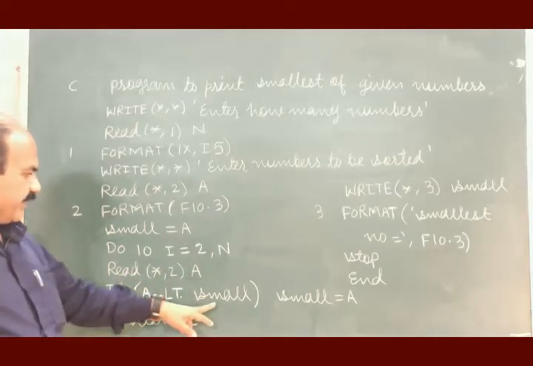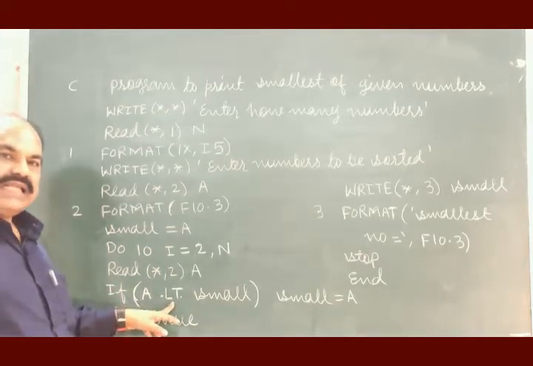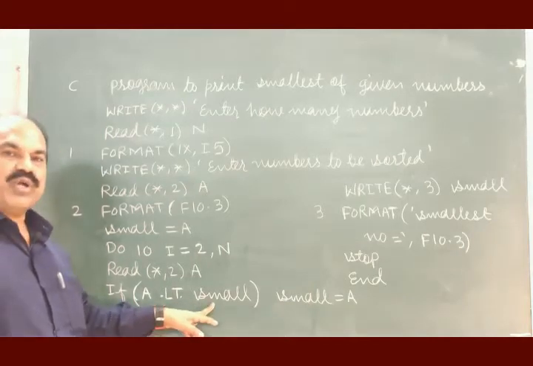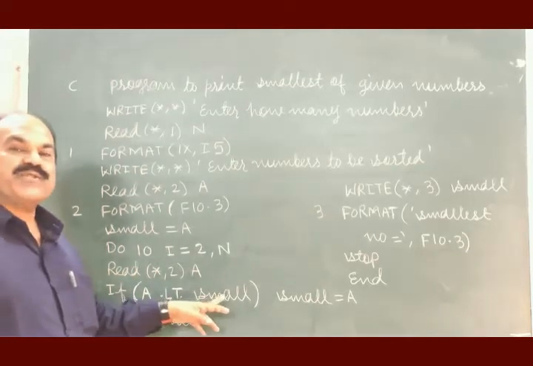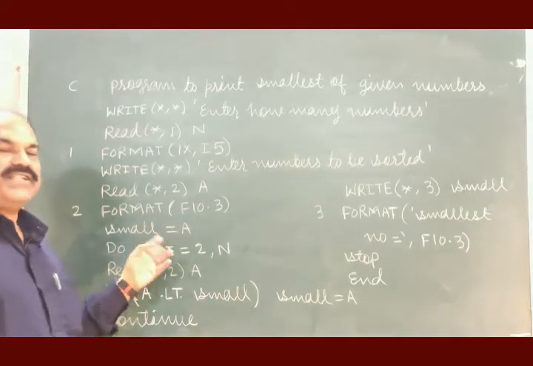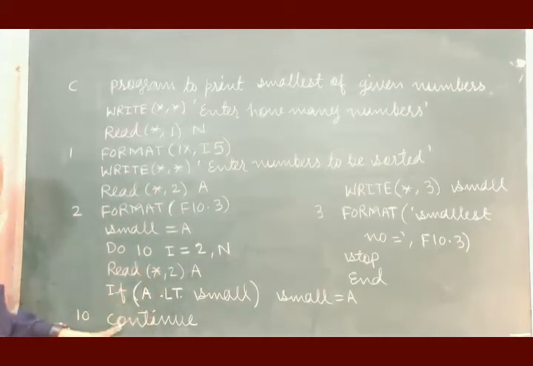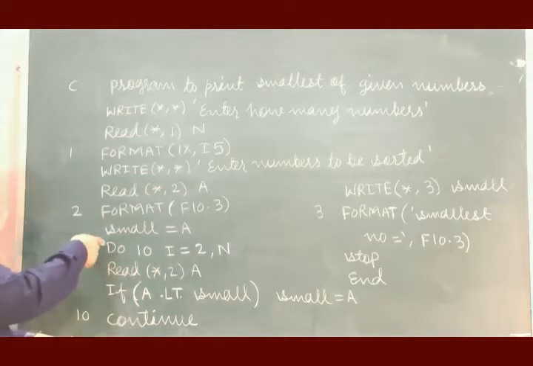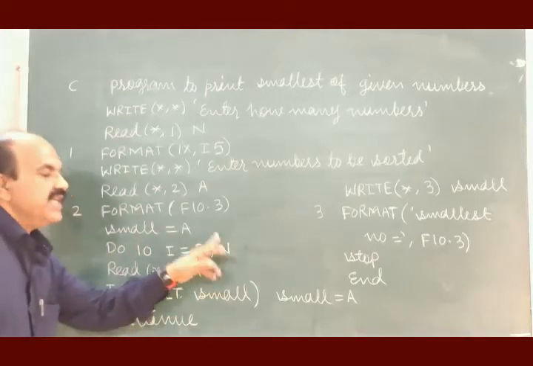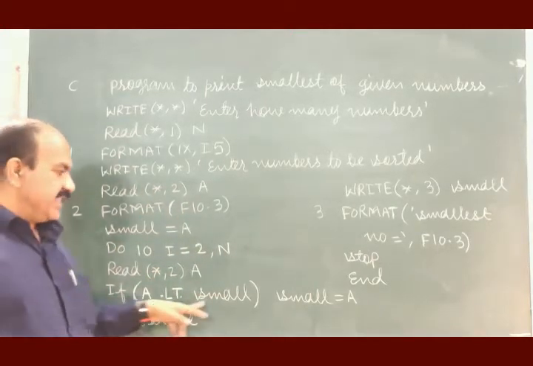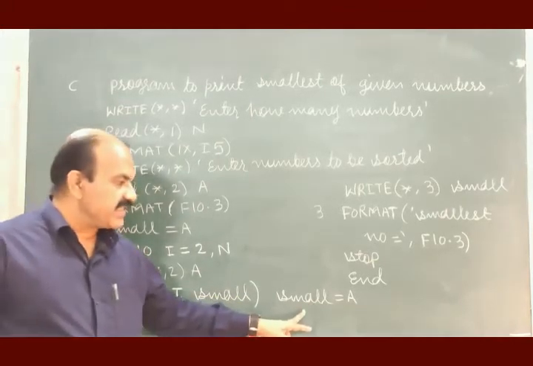This A is compared with small. If this A is less than small, take small is equal to A. If this A is not less than small, this A is retained as small. This way, okay. Then continue. Again, control is sent to here. This way, do loop will be repeated how many times? N number of times. And in this statement, what we are doing? Whatever small number is coming, it is assigned to small.